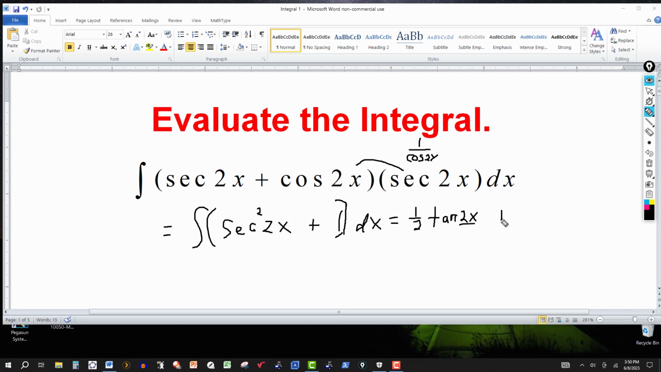and then plus, the integral of 1 with respect to x is x, and then you have your constant of integration. So again, 1/2 tangent of 2x plus x plus c.